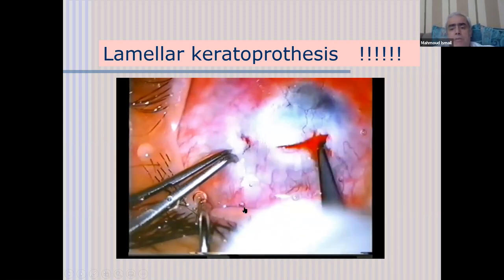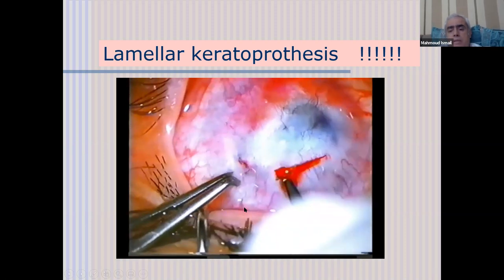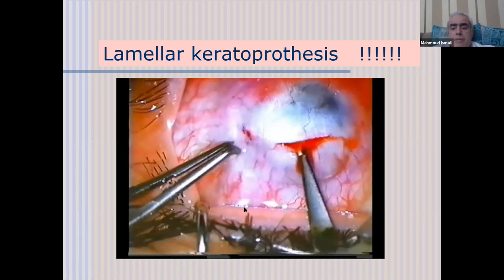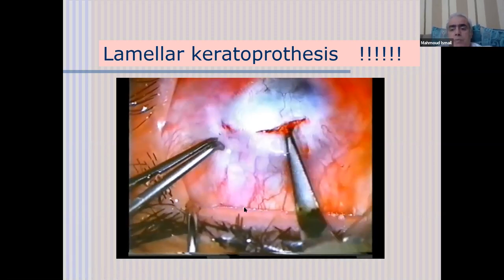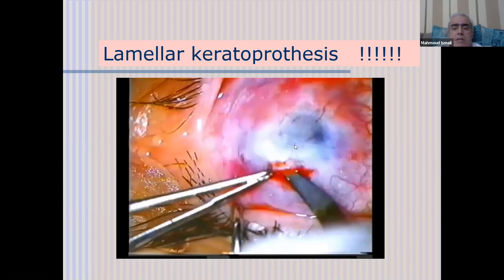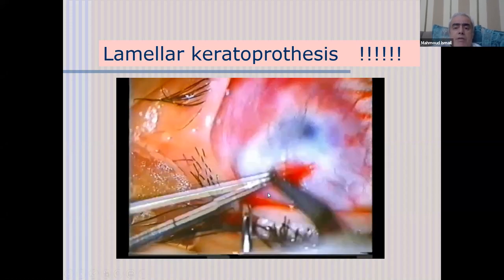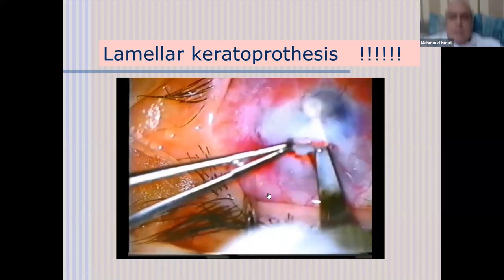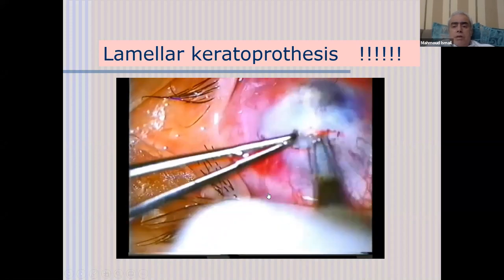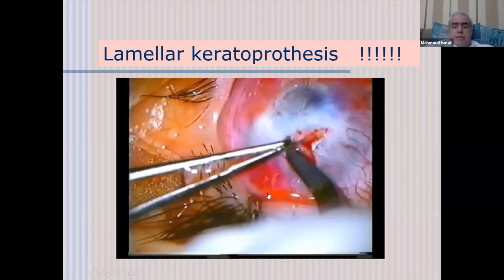The surgery starts by doing a lamellar pocket in the cornea. This pocket should be as wide as possible, up to the limbus. As you can see, this is not the limbus. The limbus is very far away, and you have to make the pocket as wide as possible. Then you proceed, and you cannot do any cautery, because if you do cautery, this will definitely melt the cornea. You have to be very gentle.